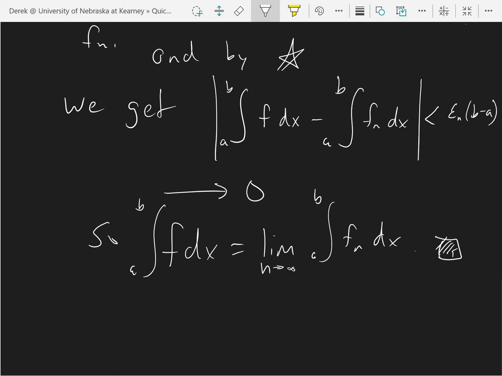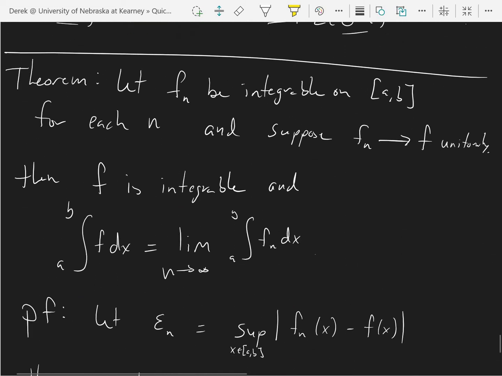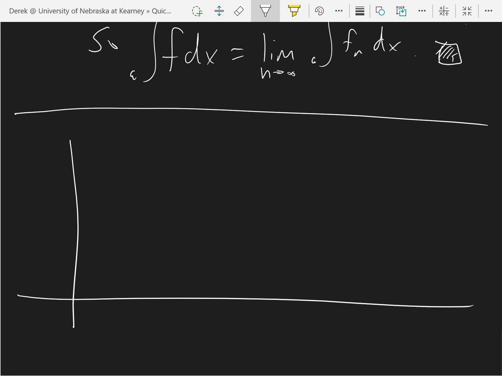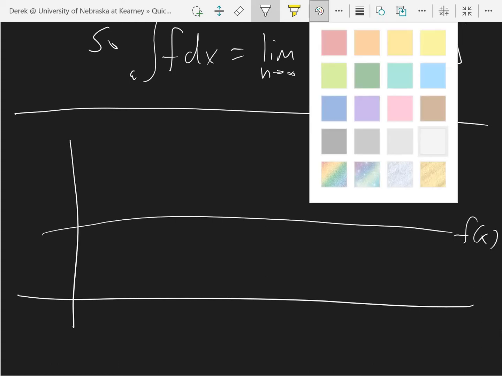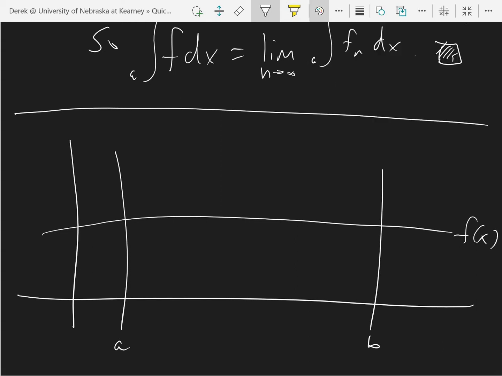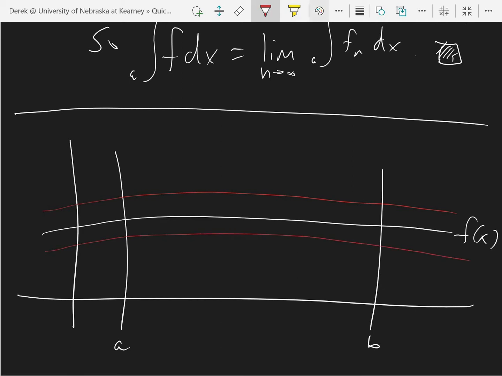So that shows that integration plays really nicely with uniform convergence, right? If I have uniformly convergent functions, the integrals are also convergent, and they're what you expect them to be. Okay, so let's take a look and see what happens with differentiation. We'll draw the same picture. I've got this function f, and here's a and here's b, and we've got this envelope of width epsilon around it.